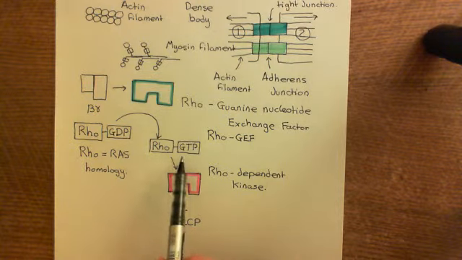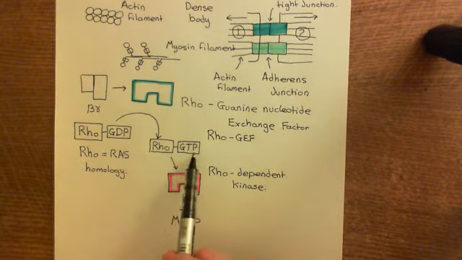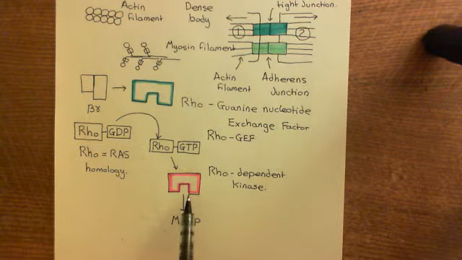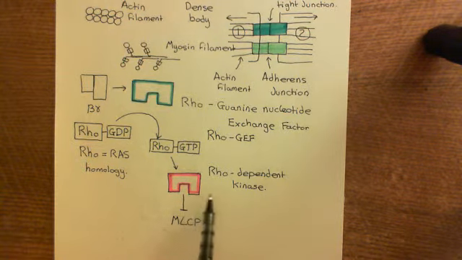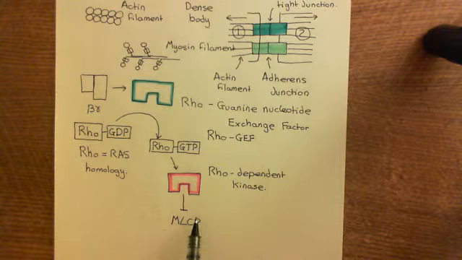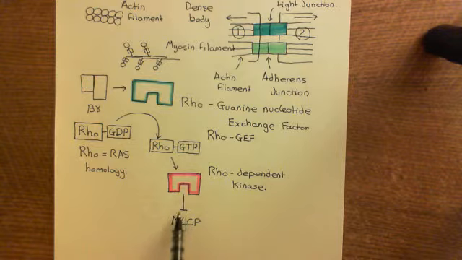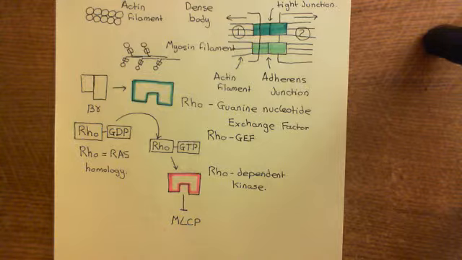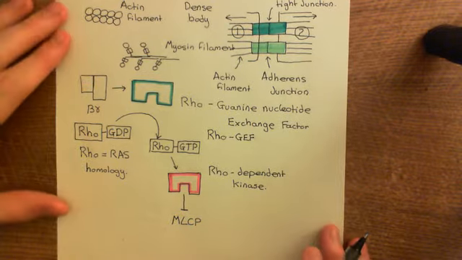The Rho G protein with guanosine triphosphate bound to it then binds to and activates this Rho-dependent kinase, which will add a phosphate group onto and inactivate the myosin light chain phosphatase. So this stick with a blunt end on like this means inhibits. So it's going to inhibit the myosin light chain phosphatase. So myosin light chain phosphatase is gone, basically. It's inhibited.